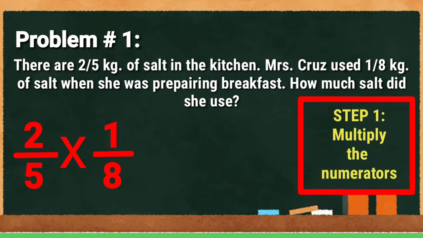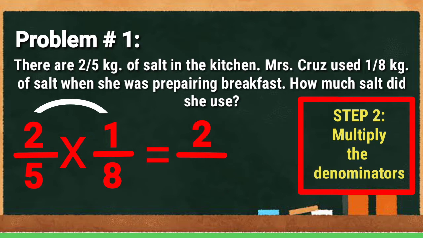Step number 1. Multiply the numerators. So what are the numerators? The numerators are 2 and 1. So you are going to multiply 2 times 1 equals 2. Step number 2. Multiply the denominators. So what are the denominators? We have 5 and 8. So 5 times 8 is 40.